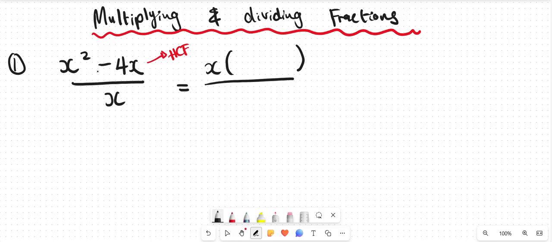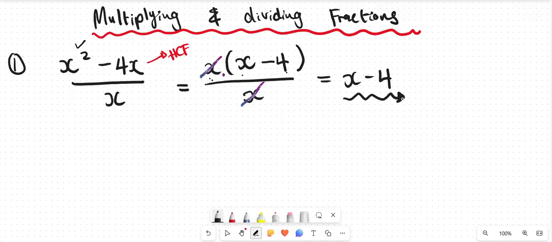Then I open my brackets, and I ask: x times what would give me an x squared? It has to be another x. X times what would give me a negative 4x? It has to be a negative 4. Then I have my top factorized. The bottom, I cannot factorize, so I leave it like this. Because there's multiplication happening between those, I can cancel the x and the x at the bottom. Then my final answer will be x minus 4.